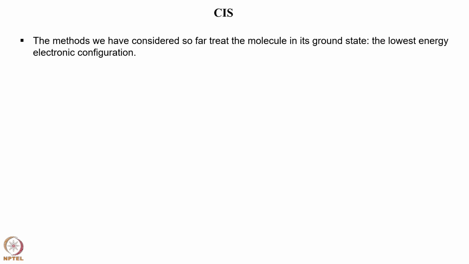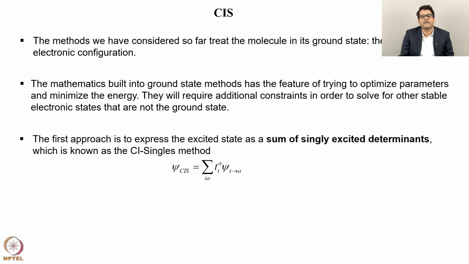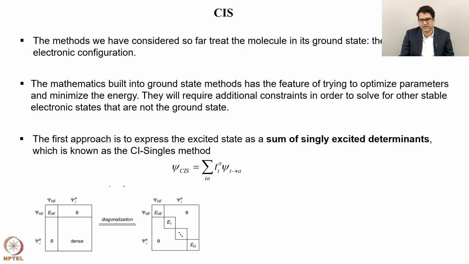The methods we have considered so far treat the molecule in the ground state, the lowest energy configuration. Because CIS is a configuration interaction method, the mathematics built into the ground state method has the feature of trying to optimize parameters and minimize the energy. That is true for any variational method, and they will require an additional constraint to solve for other stable electronic states that are not ground state. The first approach is to express the excited state as a sum of singly excited determinants, which is known as the CI singles method.